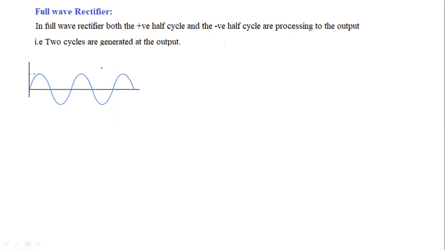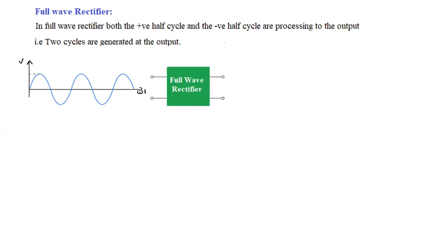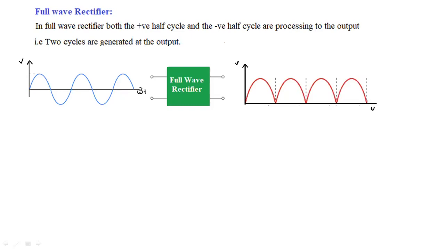Now if we see the waveform here, assume that it is a voltage waveform with respect to omega t. This AC we are giving to the full wave rectifier circuit, whether it is a center tapped full wave rectifier or a bridge full wave rectifier, because we have two types of full wave rectifiers. If we give the AC supply to the full wave rectifier circuit, we will get pulsating DC like this. Two cycles are generated here, both the positive half cycle and the negative half cycle are processed to the output. This is also a voltage waveform with respect to omega t. This is called a full wave rectifier.